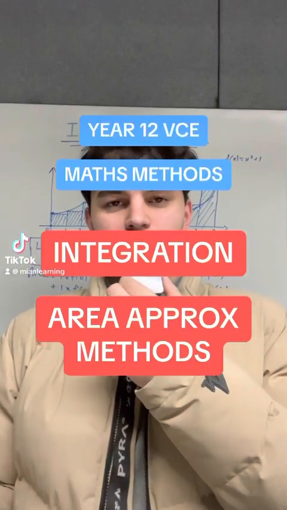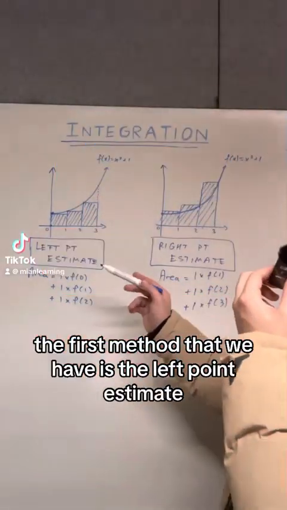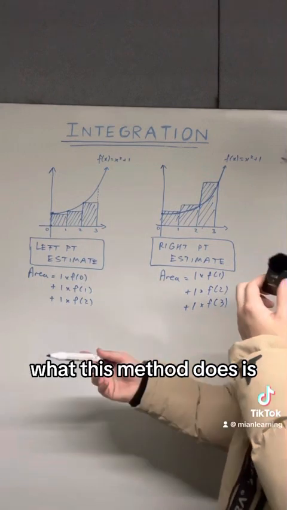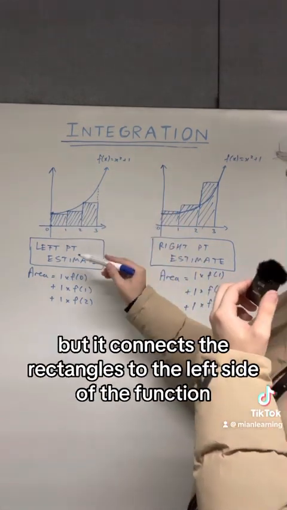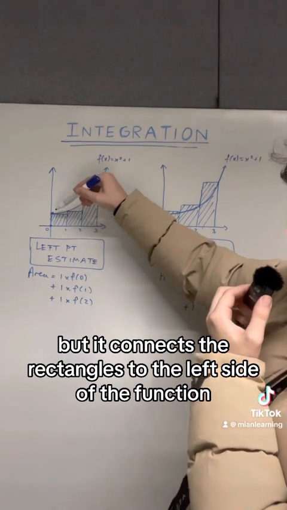Here's area estimation for VCE methods in less than a minute. The first method that we have is the left point estimate. What this method does is it makes rectangles underneath our function for our desired area, but it connects the rectangles to the left side of the function.